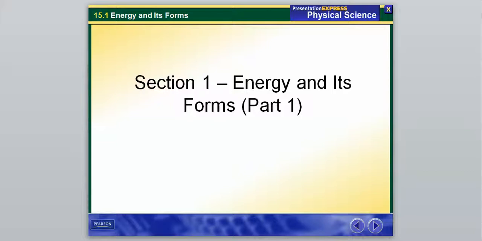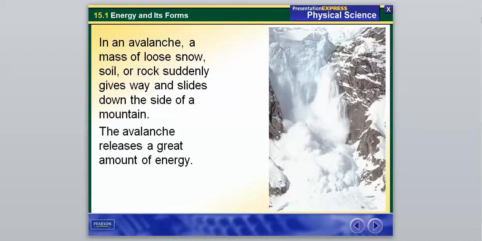As always, our example is an avalanche. In an avalanche, a mass of loose snow, soil, or rock will suddenly give way and slide down the side of a mountain, and this avalanche is going to release a great amount of energy. We've all probably seen a video of an avalanche, and it's obvious from common sense that a lot of energy is involved. There's a lot of movement, and a lot of forces acting in the same direction as the movement, so maybe a lot of work is being done as well.